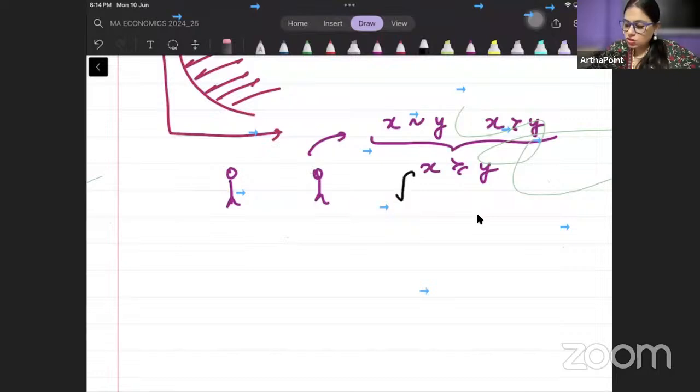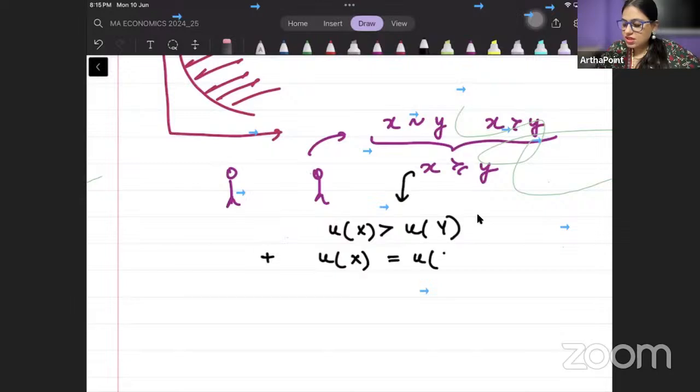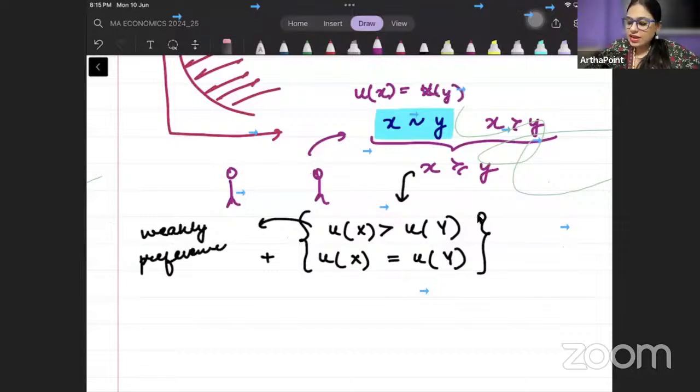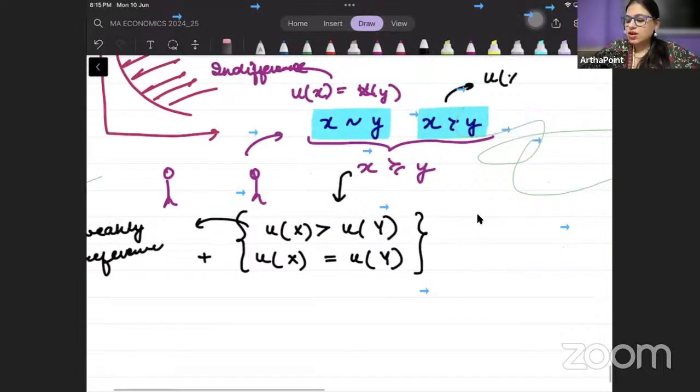So weak includes the bundles which give you more utility, and it also includes the bundles which give you the same level of utility. When we include both these kinds of bundles, then what we get is called the weakly preferred region or weak preference. If I only include these bundles, अगर मैं सिर्फ इनको include करूं, in which I am indifferent, which give me the same level of utility, then this is indifference. If I only include these bundles such that utility of X is strictly more than utility of Y, this is strict preference.